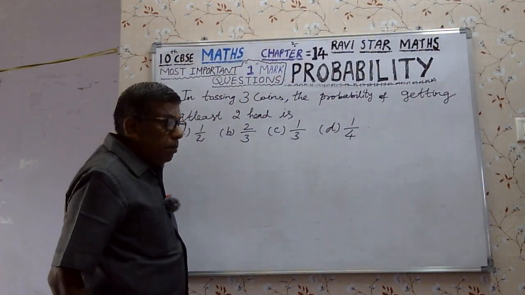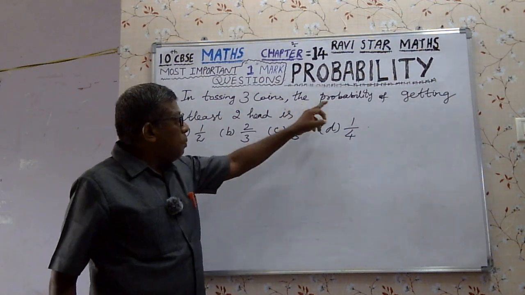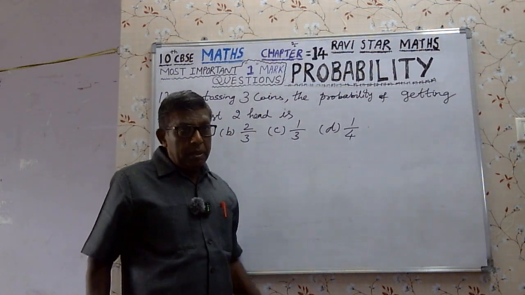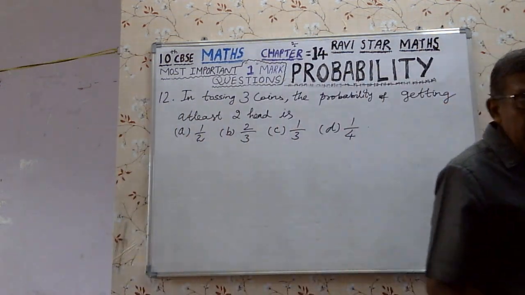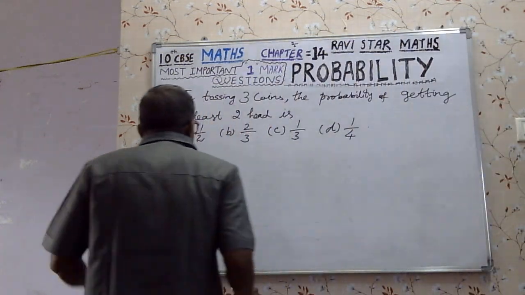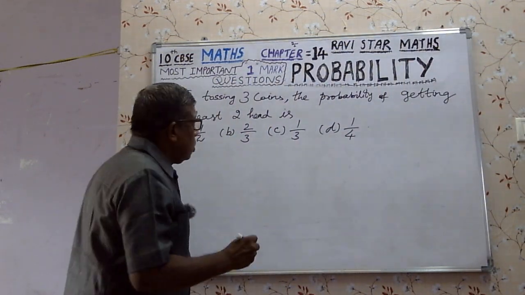Question number 12. In tossing 3 coins, the probability of getting at least 2 heads is 1 by 2, 2 by 3, 1 by 3, or 1 by 4. Four options are given. Solution.